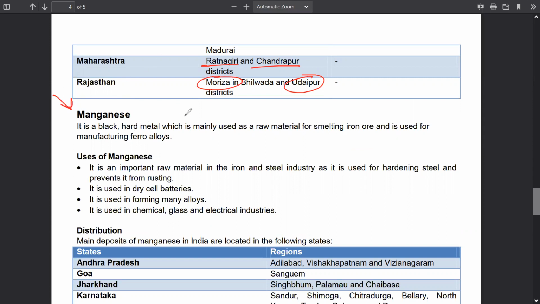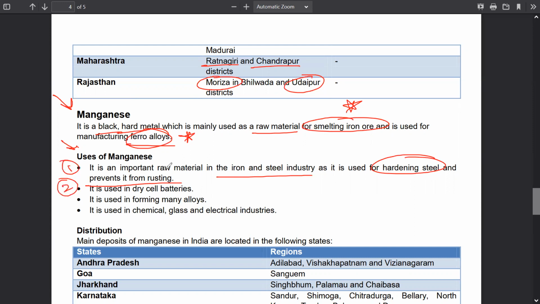It is a black hard metal which is mainly used as a raw material for smelting iron ore and is used for manufacturing ferroalloys. Okay, this is very important, ferroalloys and for smelting iron ore. Uses of manganese, it is an important raw material in the iron and steel industry as it is used for hardening steel and prevents it from rusting. Point number one. Point number two, it is used in dry cell batteries. It is also used in formation of many alloys. And fourth, it is used in chemical, glass, and electrical industries. So you may remember any 3 points from these.